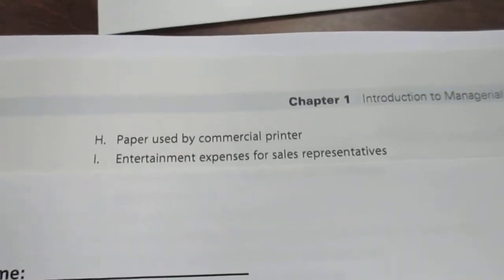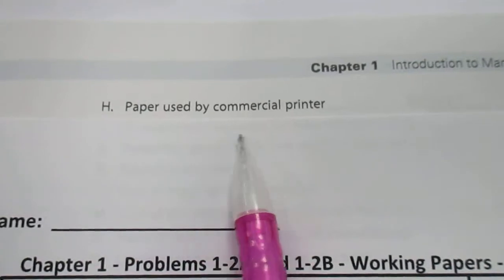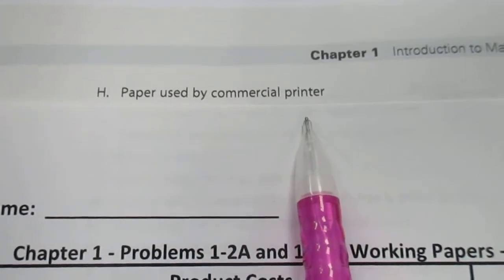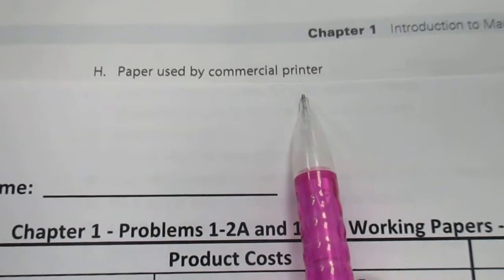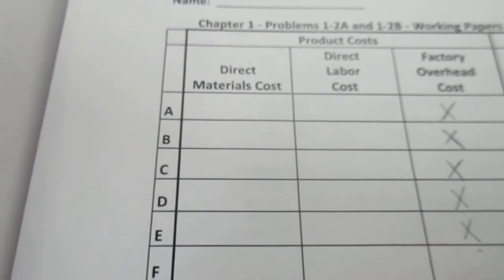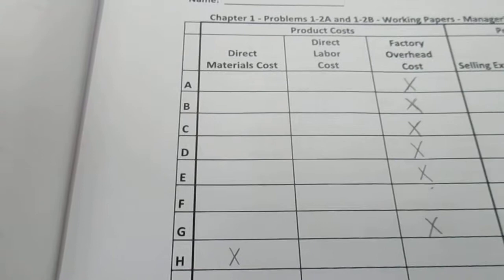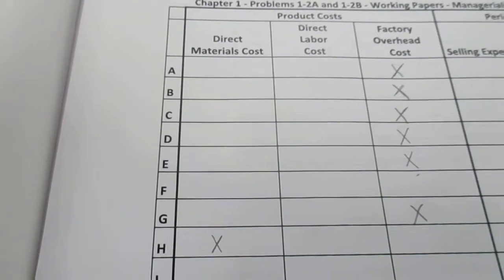Okay. Move this up a little bit. Letter H, paper used by a commercial printer. Okay, so if it's paper that the commercial printer is using, then chances are that is their product. Okay, so letter H would be a direct materials cost because they're a commercial printer, so paper is their product.